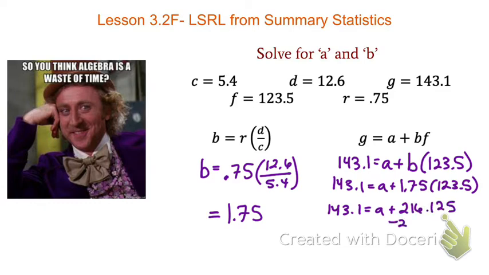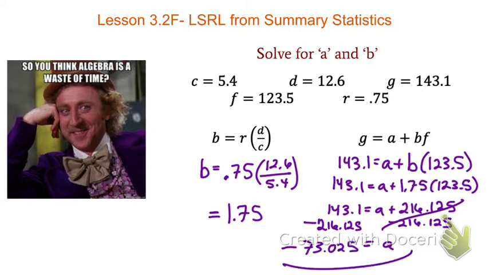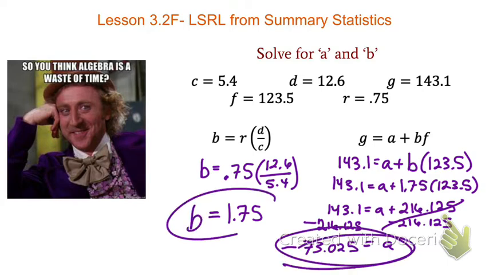So then I would subtract that from both sides. And I would get that A equals negative 73.025. Perfect. I have A and I have B and nobody died from it. Yay. Why in the world did I do this with you? To make sure that we get it all straight. Yeah. I get the first part.